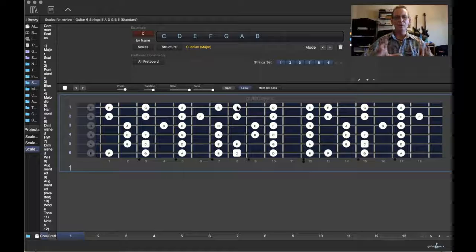That way you can visualize it on a fretboard like this and really be able to see what tonal chords you might be able to make that are going to be playing in key and using that scale. And you can do that from any interval.